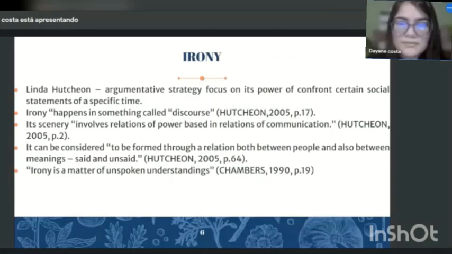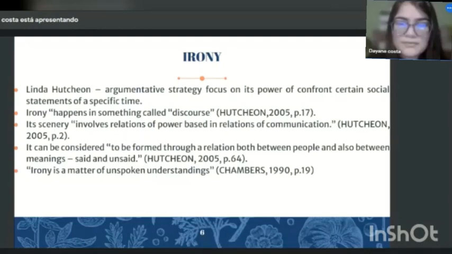It's not possible to see irony happening without human interaction, without communication. And irony can be considered to be formed through a relation both between people, so human interaction, and also between meanings, the said and the unsaid. And the last quotation from Chambers says that irony is a matter of unspoken understandings.